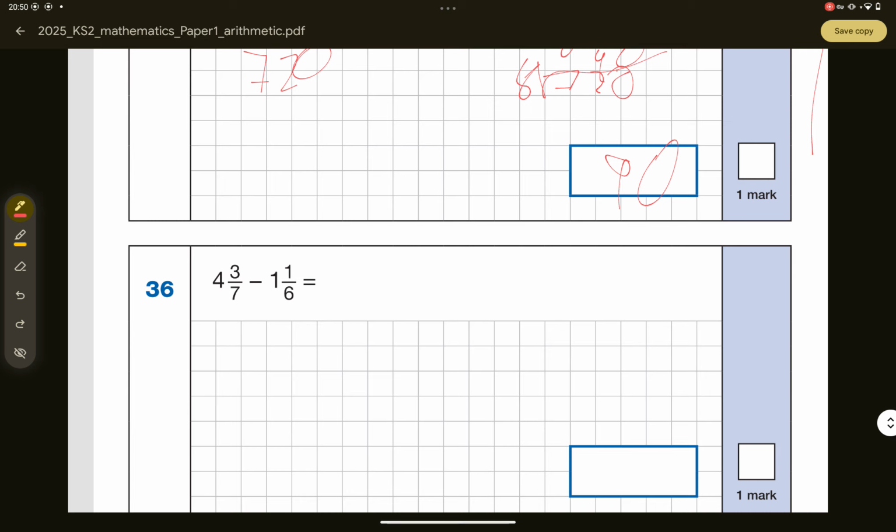So, yep. 6 minus 1, which equals 3. 11, 4, 42. That's the answer.